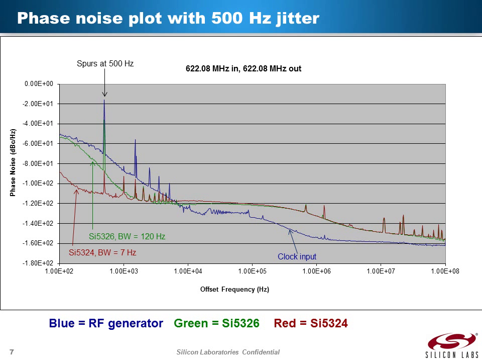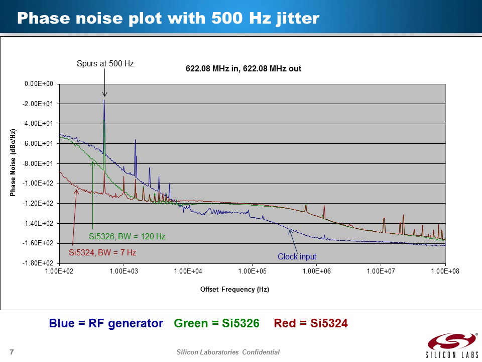This plot shows the same configuration, but with jitter on the RF generator's 622.08 MHz output due to sine wave FM modulation at 500 Hz. This modulated output is connected to the clock inputs of the SI 5324 PLL, with a loop bandwidth of 7 Hz, and the SI 5326 PLL, with a loop bandwidth of 120 Hz. The output jitter of the RF generator and the two PLLs are superimposed upon one another. The plot shows the FM modulation at 500 Hz intervals.